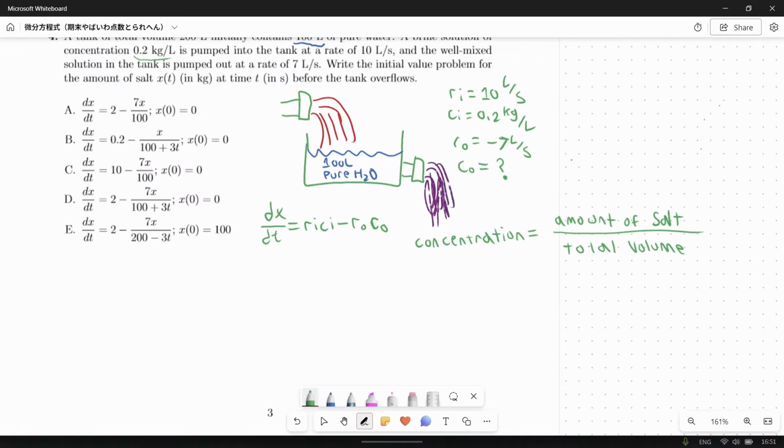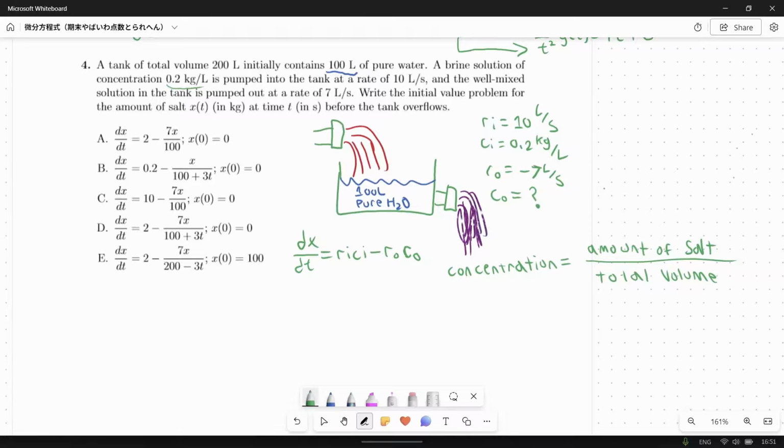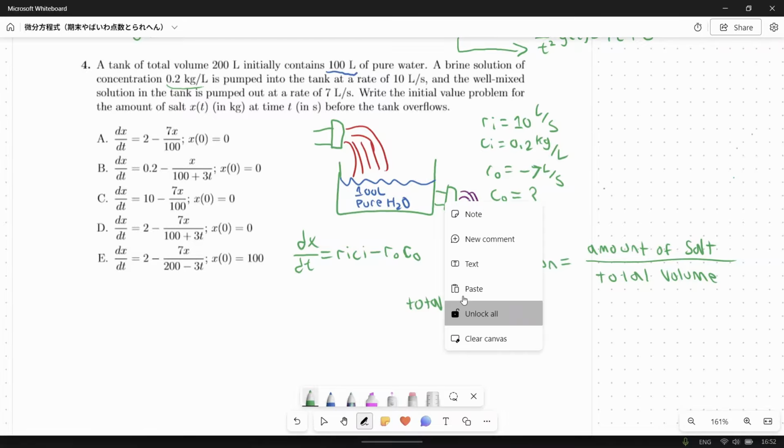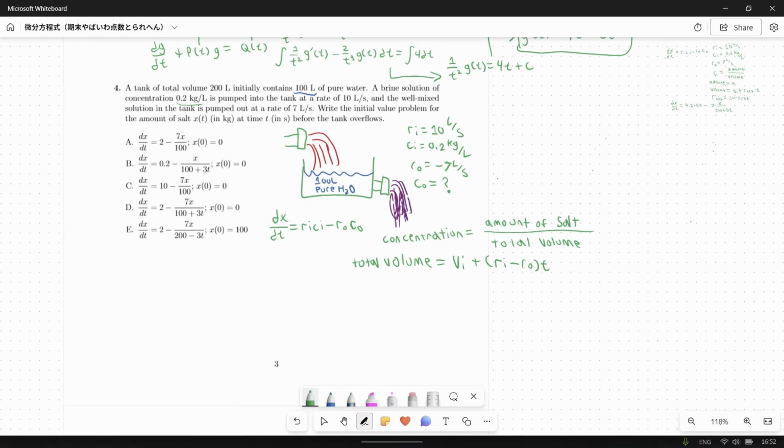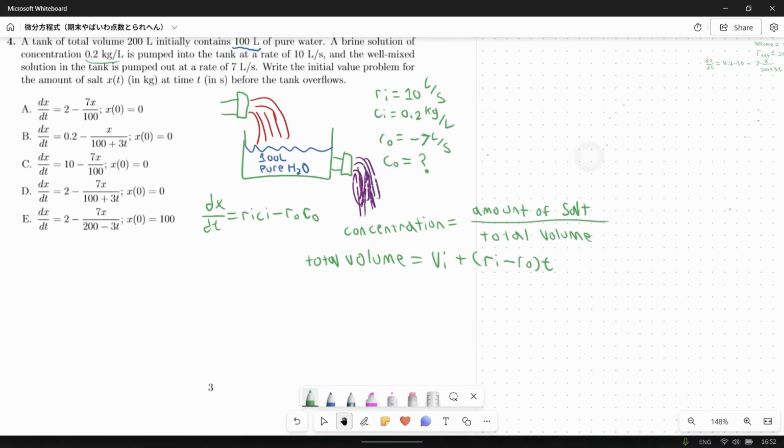And so the total volume, since this is the concentration out, the concentration of the well-mixed solution, we need to account for the initial volume as well as the rate in and the rate out. And so we can say that the total volume is going to be equal to our initial volume, V_I, plus our net rate, R in minus R out, times T, because the rate is a time-based value, and so that's why I have a T attached here.